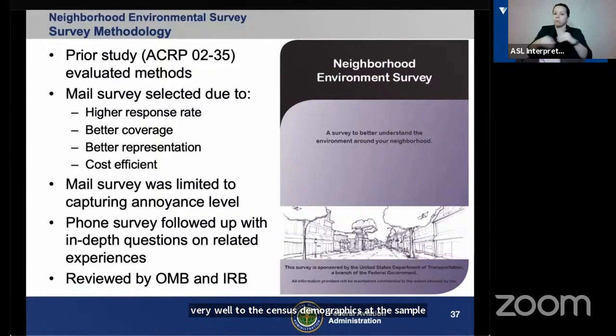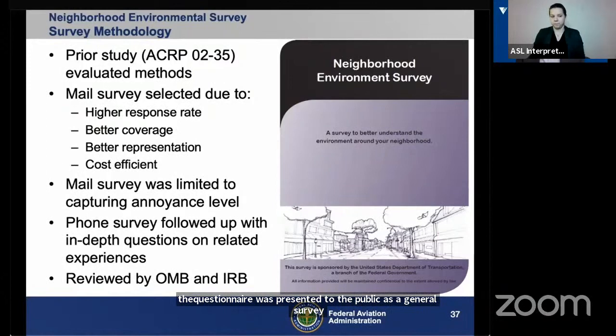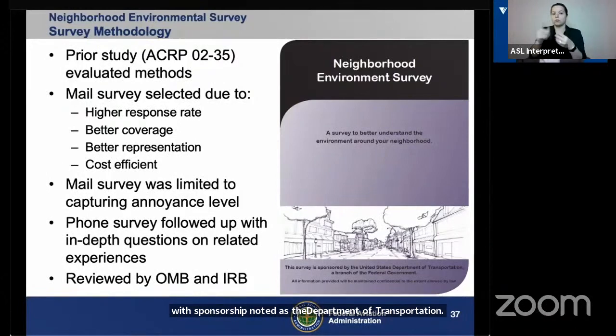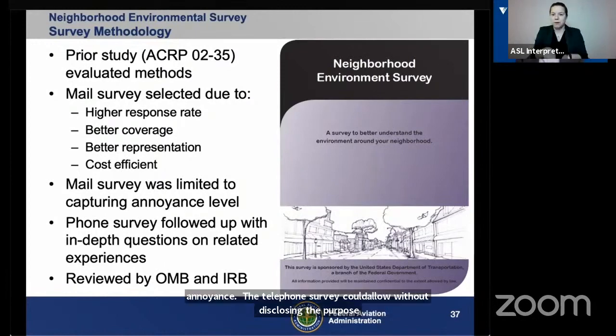In order to obtain unbiased survey responses, the questionnaire was presented to the public as a general environmental survey with sponsorship noted as the Department of Transportation. The mail survey questions were limited to annoyance on a variety of factors and a few demographic questions. Households who responded to the mail survey were then invited to a follow-up telephone survey to collect more in-depth information on what may be influencing their annoyance levels. The telephone survey could allow for these questions without disclosing the purpose because, unlike the mail survey, respondents could not see all the questions prior to indicating their annoyance level.